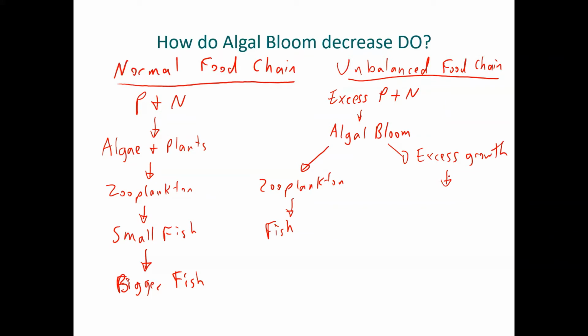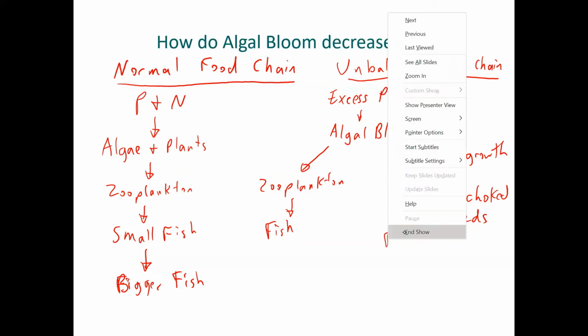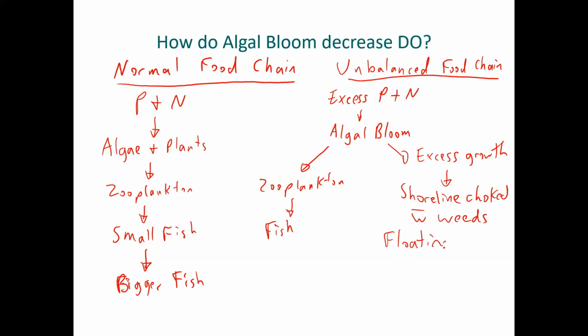You lead to problems such as your shoreline gets choked, right? So shoreline choked. Weeds. Or you could call these floating masses. Floating masses of algae. And so what happens here? We've got the pea soup. So pea soup appearance.